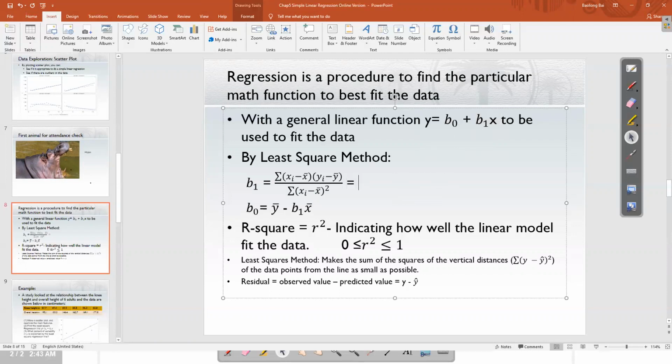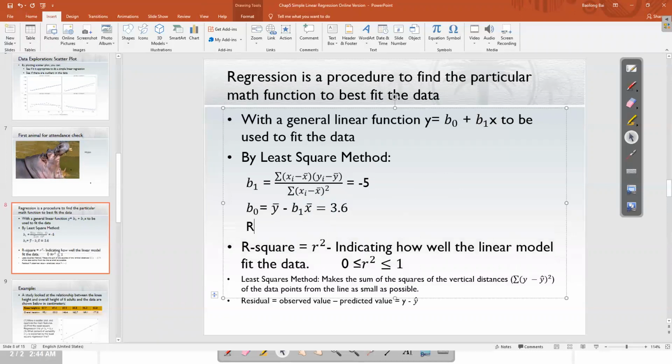For example, if B1 equals -5 through calculation and B0 equals 3.6, then the regression equation is y equals B0 plus B1 times x, which is y equals 3.6 plus -5 times x, right? So that's the regression equation if that's the case. So don't forget to write it in this form.